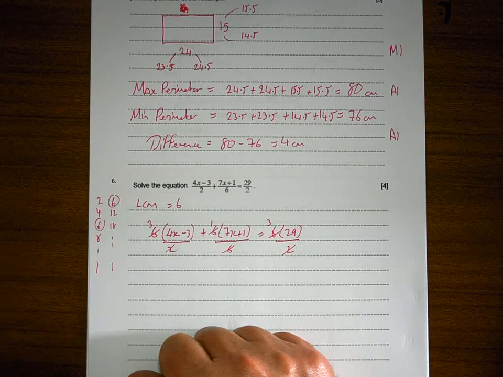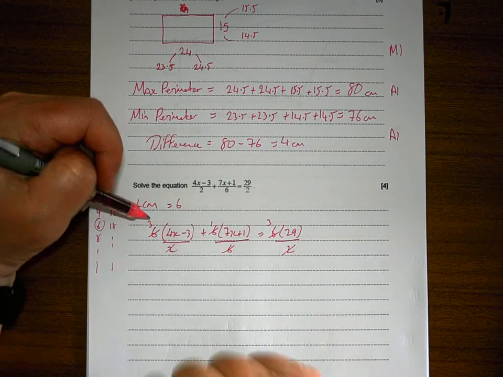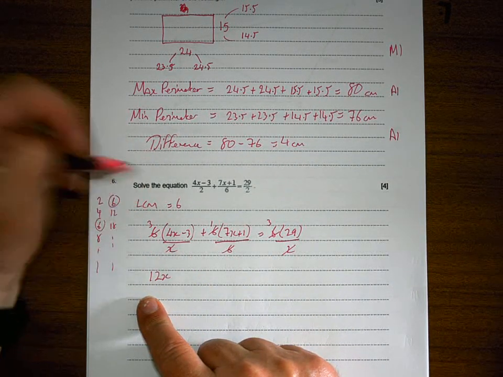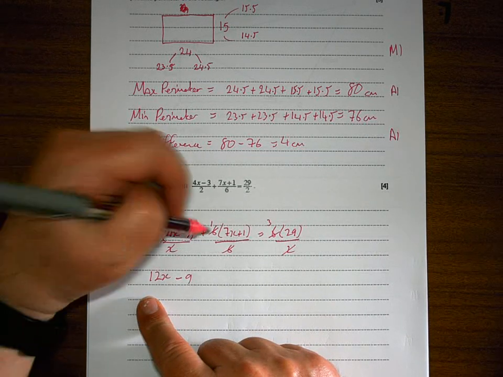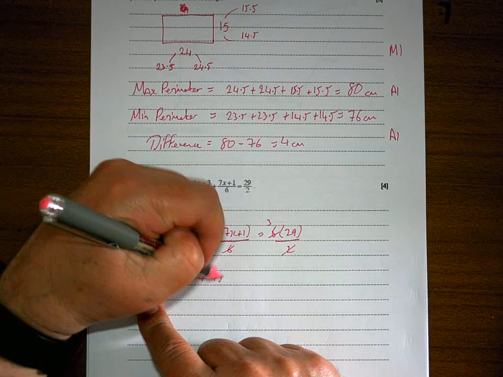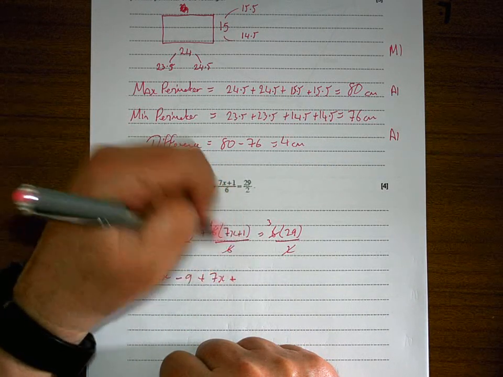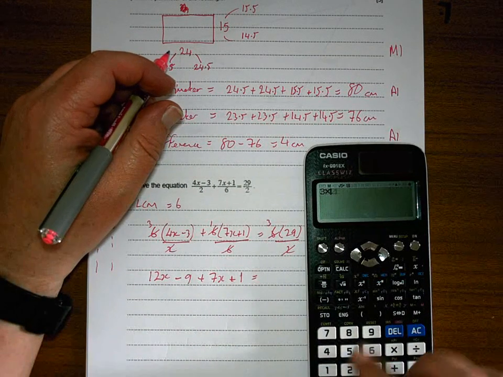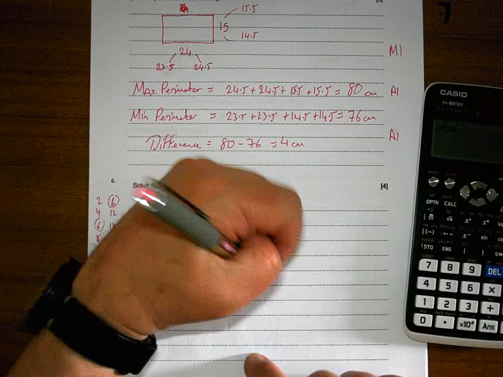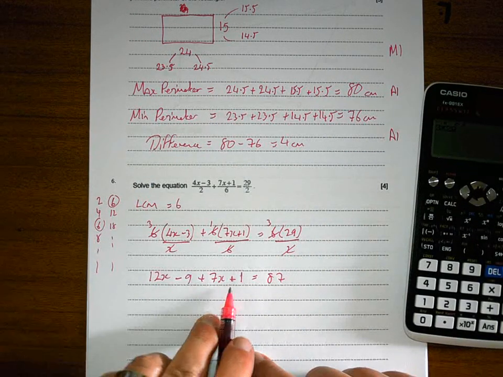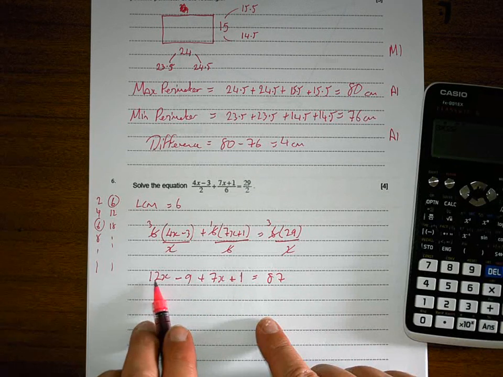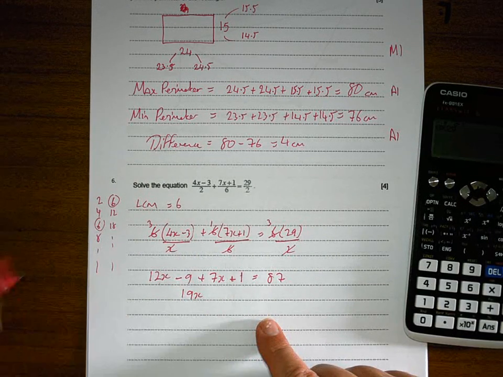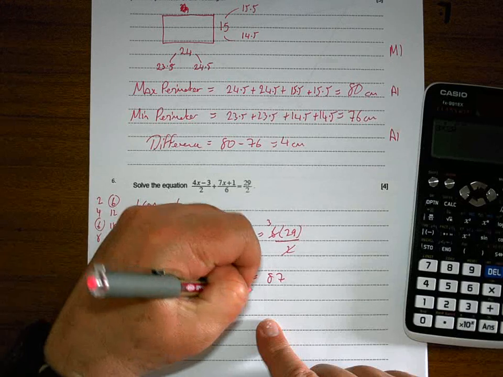Now I can get rid of the brackets, so that's got a 3 outside it. So that's going to be 3 times 4, 12x, 3 times minus 3, minus 9, plus 1 times 7, 7x, 1 times 1, 1. And that's equal to 3 lots of 29, 87. Okay, I can do a bit of tidying here before working with the equation. So we've got 12x plus 7x, 19x, minus 9, add 1, minus 8, equals 87.